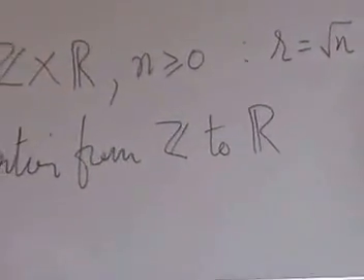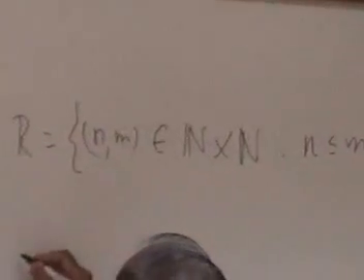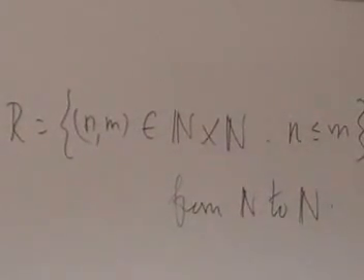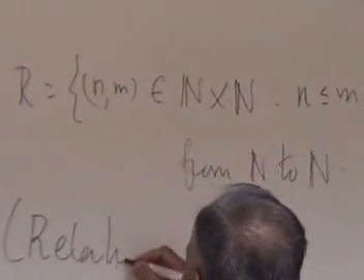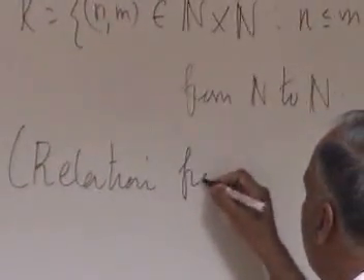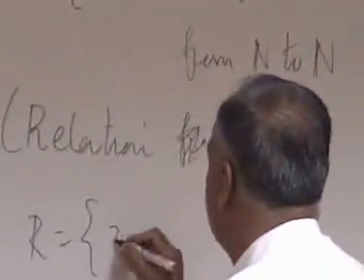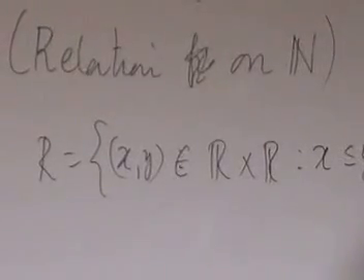We can take N with the less than or equal to order, or you could have it as a relation from N to N. Whenever we have a relation from a set to itself, we'll simply call it a relation on N. So from now on, with both the domain and codomain the same, we'll call it a relation on N. Or we can replace this by (x, y) belonging to R cross R, where x is less than or equal to y. This is a relation on R.